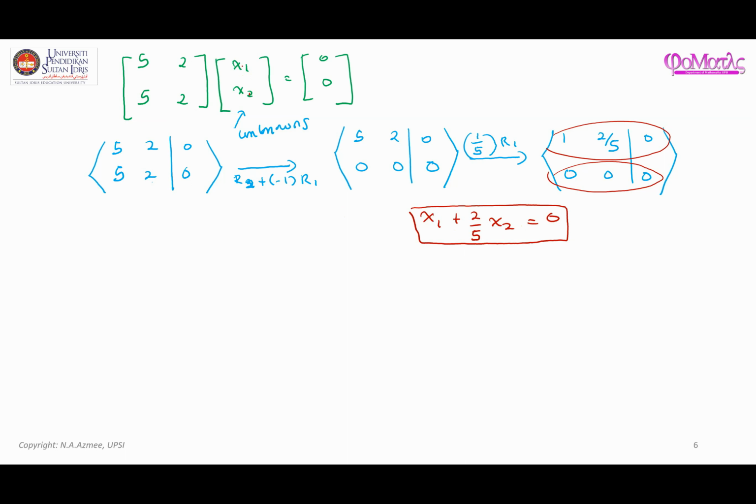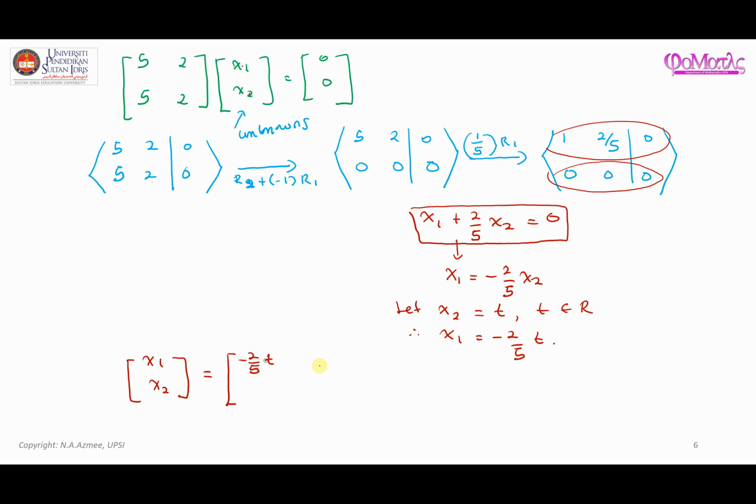Therefore, one of the unknowns here is going to be the free variable. Based on that, we know that x1 is negative 2 over 5 x2. We're going to let x2 equal t, where t can be any real number. Therefore, x1 is just negative 2 over 5 t. Now we can represent the answer of x1, x2 in this notation: x1 is negative 2 over 5 t, and this one is t. You can consider factoring out 1 over 5 t, and the result here is going to be negative 2 and 5.